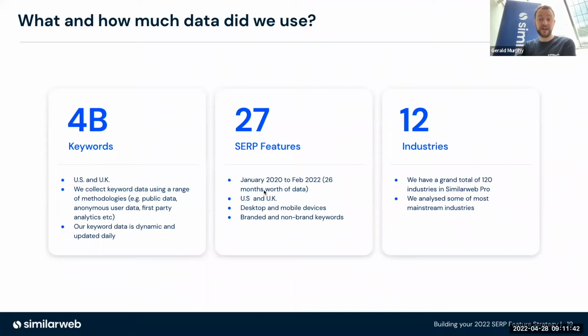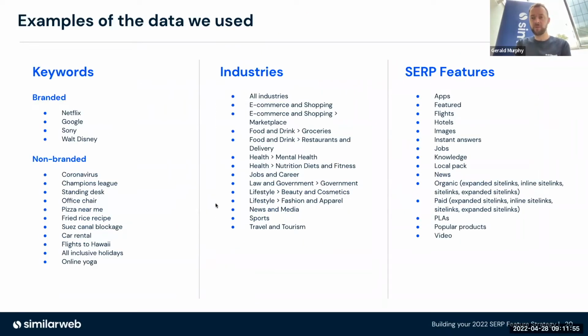So we analyzed 4 billion keywords across both the UK and the US markets. We did this across 27 different SERP features across 12 different industries. So going forward, when I say branded keyword, it basically means it's a direct association with one company.